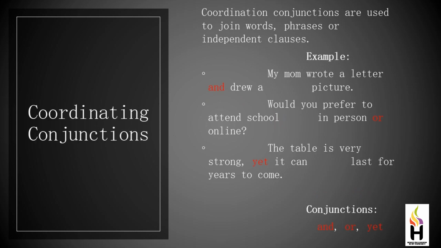Coordinating conjunctions. Coordinating conjunctions are used to join words, phrases, or independent clauses. Examples are, my mom wrote a letter and drew a picture. Would you prefer to attend school in person or online? The table is very strong, yet it can last for years to come. Conjunctions in these examples are and, or, and yet.